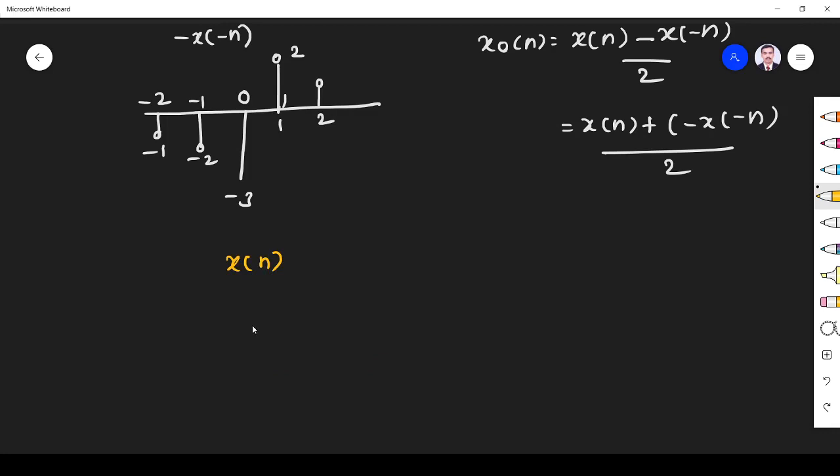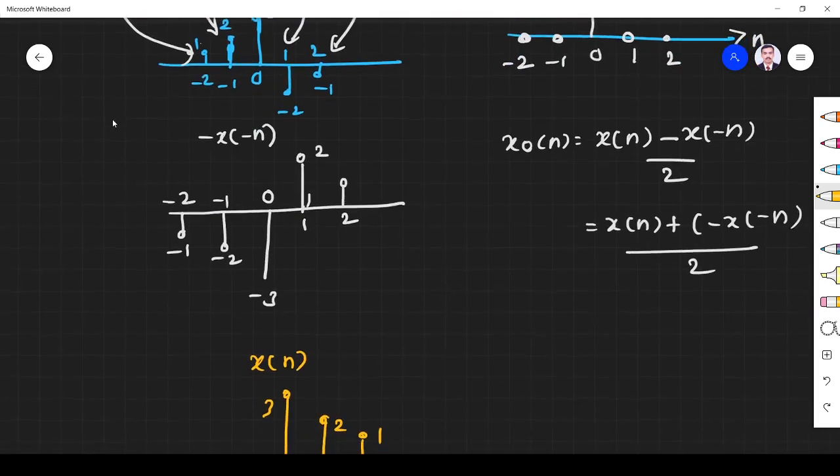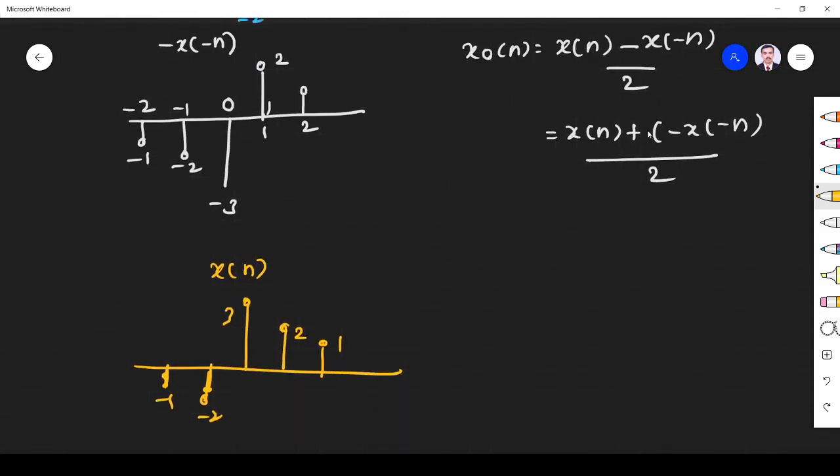Otherwise I write x of n here. What is my x of n? This is my x of n: 3, 2, 1, minus 1, sorry, minus 2, minus 1. Is it? Yes. So now what I have to add? I have to add x of n with minus x of minus n. This is x of n, this is minus x of minus n. Add these two. What will happen? This minus 3, this plus 3, so it will be 0 only, when n is equal to 0.